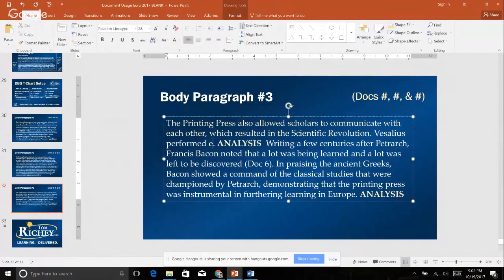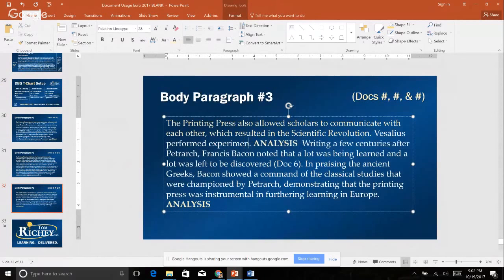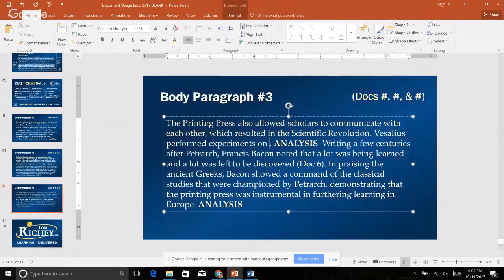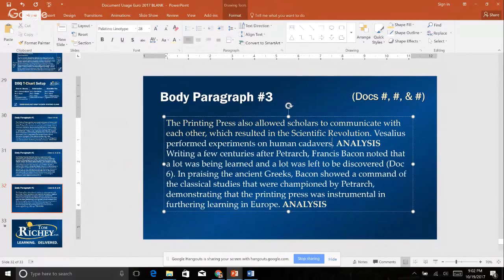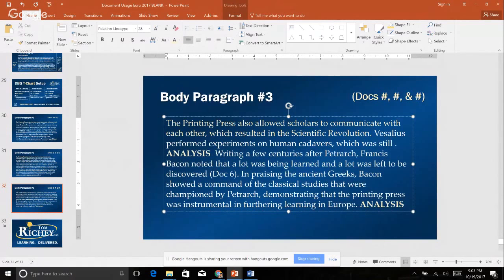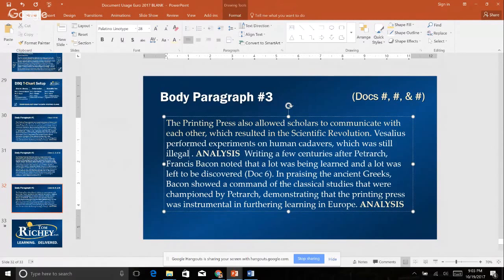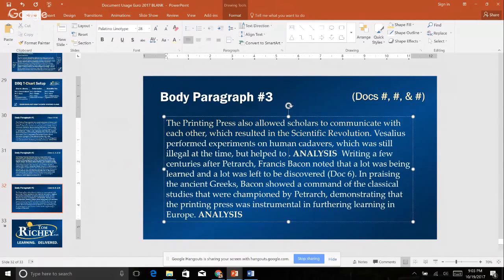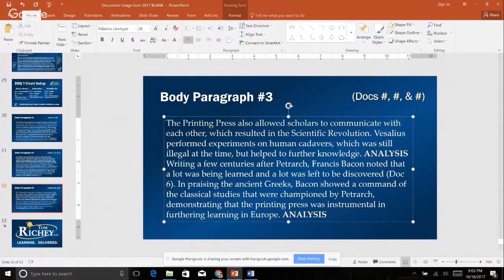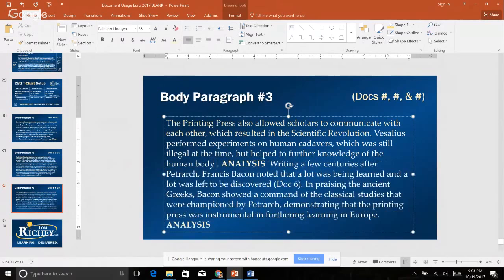Vesalius performed experiments on human cadavers. You don't have to; you could say dead human bodies or whatever. He performed experiments on human cadavers, which was still illegal at the time, but helped to further knowledge of the human body. And that's going to be document 4.